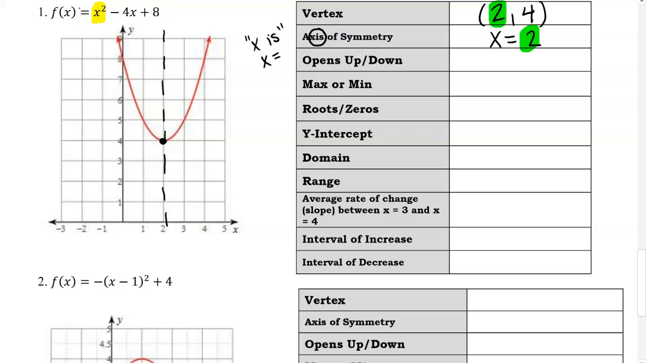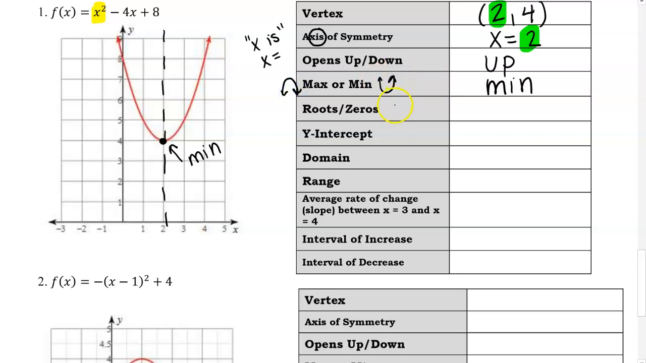Opens up or down, I like to say up like a cup or down like a frown. This one would be up like a cup, so we're opening up. Because we're opening up, we can see that this vertex is the lowest point on the graph. When it is the lowest point, it is a minimum. In other words, if the parabola is opening up, it has a minimum. If it is opening down, it has a maximum.